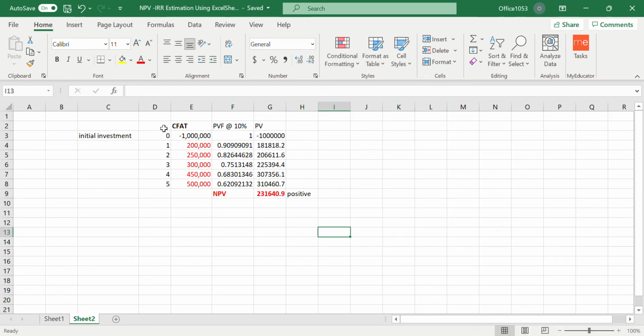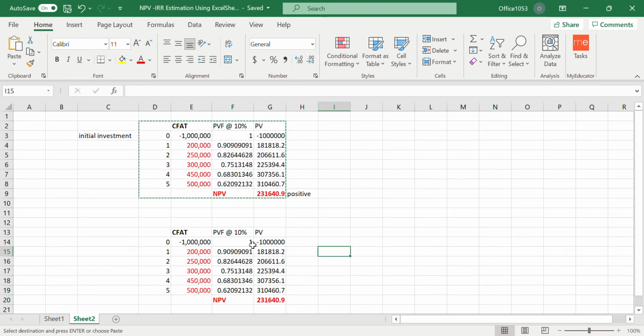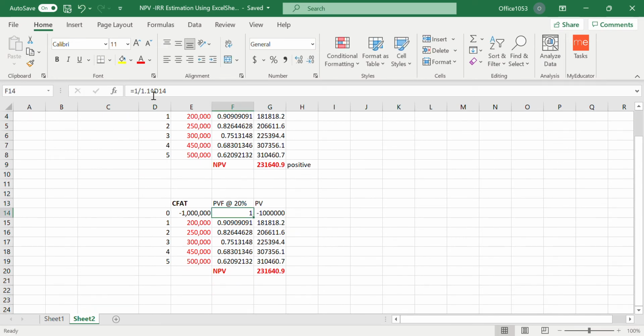We also calculated the project's net present value at 20%. We have to take 0.20 in place of 0.10. Copy paste the formula. So the present value is negative 68,158. So the present value is negative.